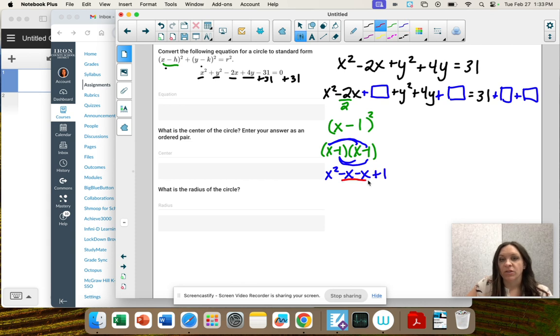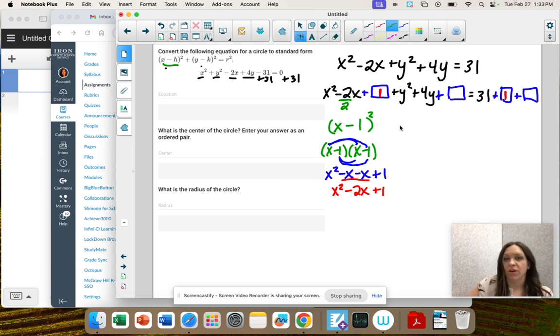And when those middle two come together, we get the x squared minus 2x. That's what we want. But there's a plus 1 now. That's what happens by creating that square. So I'm going to have to add 1 there and add 1 there to keep it balanced.